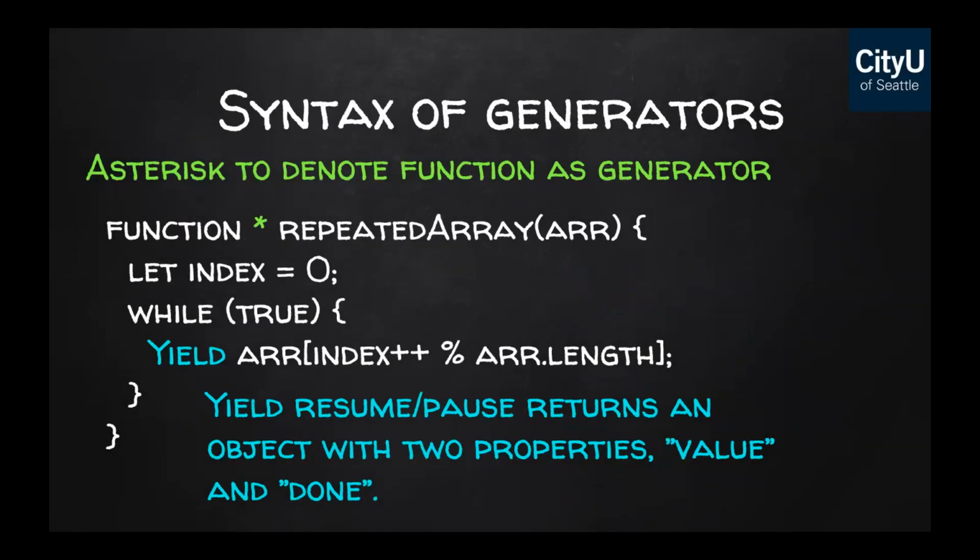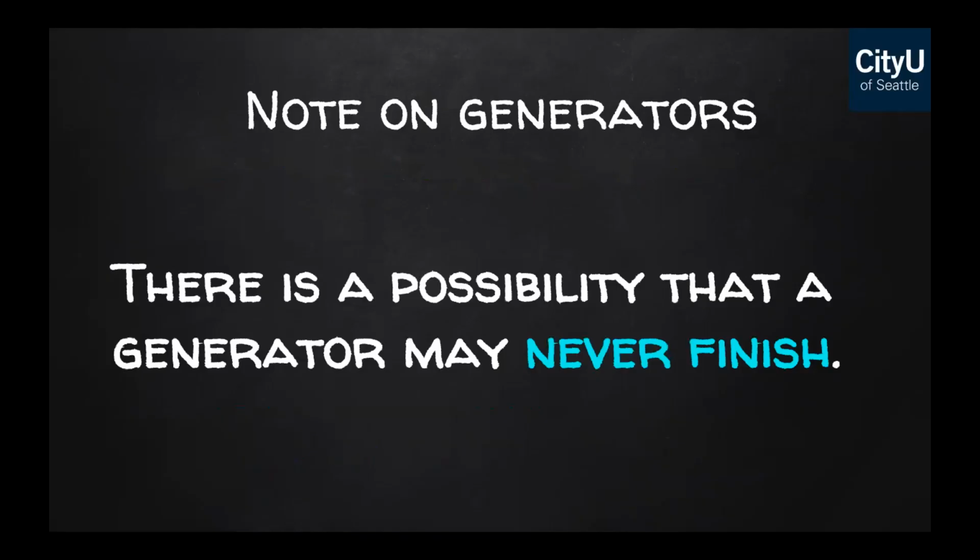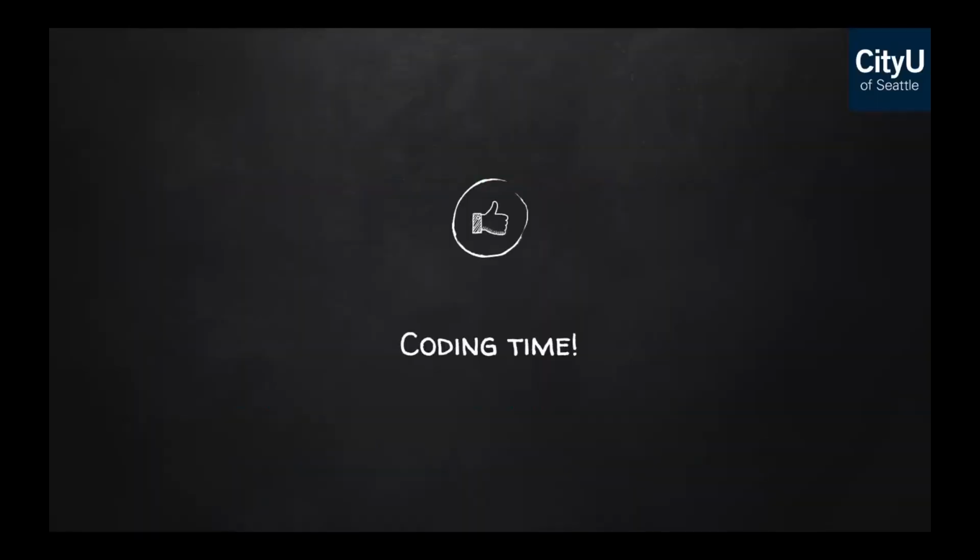Syntax of generators: you need the asterisk to denote that the function is a generator, and you use the yield keyword to resume or pause, and it returns an object with two properties when you invoke .next, which are value and done. Value is just the value, and done is true or false depending on whether we still have some more. Note on generators, again, there's a possibility that a generator may never finish. That's when you put it in the while loop. And I think that's about it.